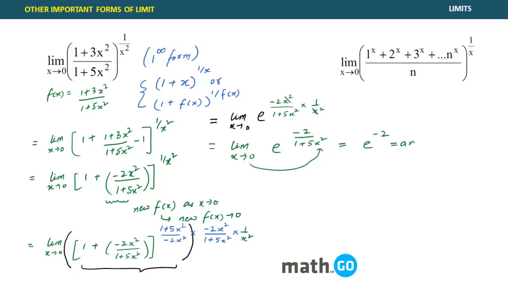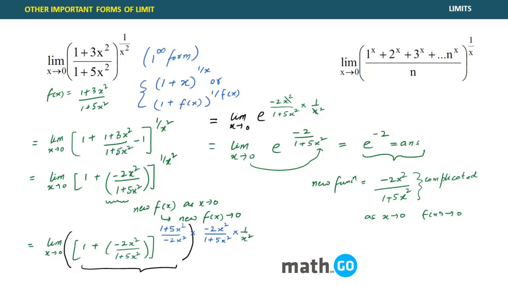This is the answer we were looking for. This is the particular answer, right? I hope the question is clear. So do not worry about the function. Here the new function was a bit complicated. So if I have to write the new function here, the new function was minus 2x square upon 1 plus 5x square. So don't worry that this is complicated. It doesn't matter if it is complicated. For me, it is not complicated. It is, as x approaches 0, f(x) approaches 0. This is what I understand out of this.